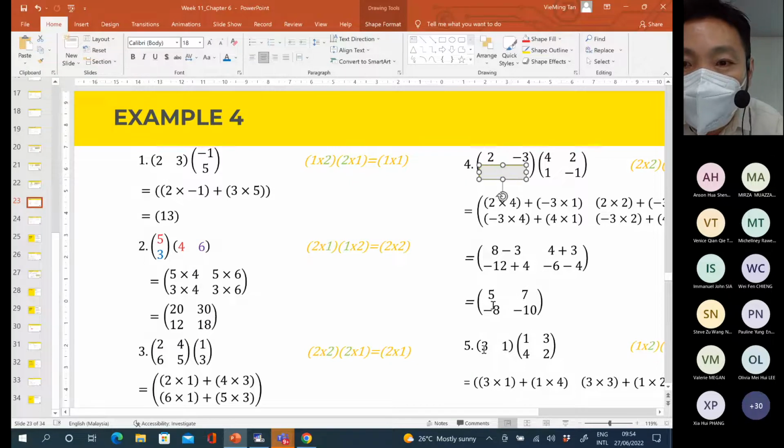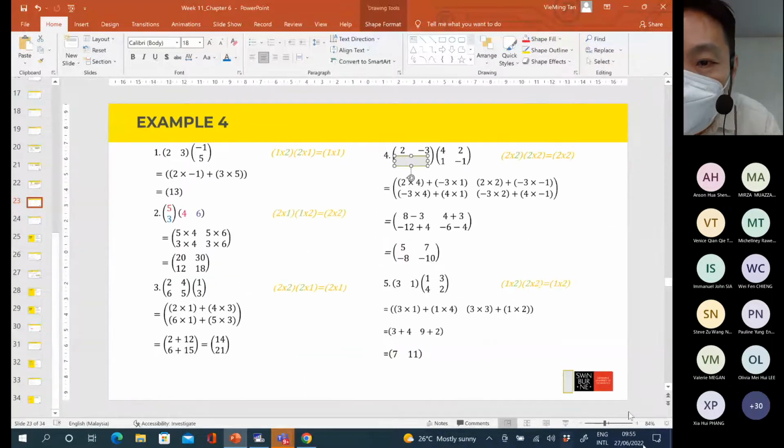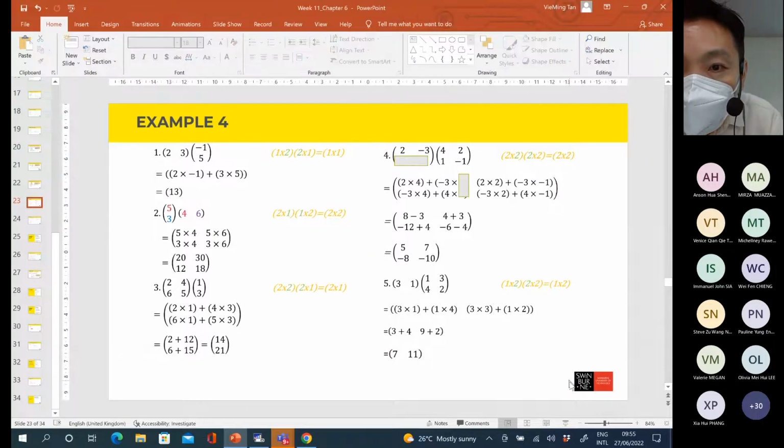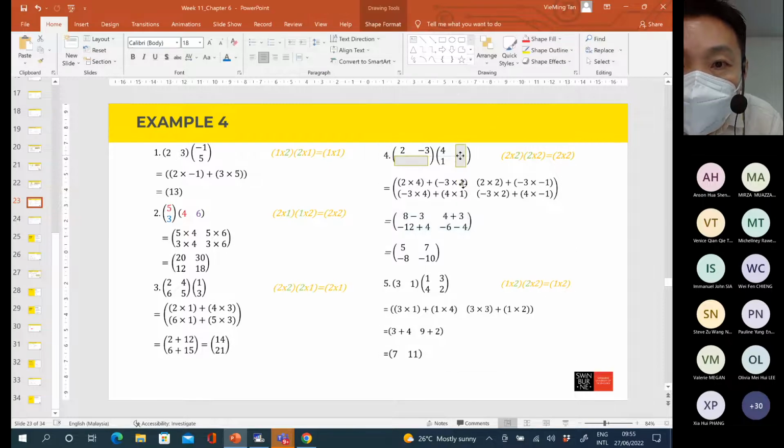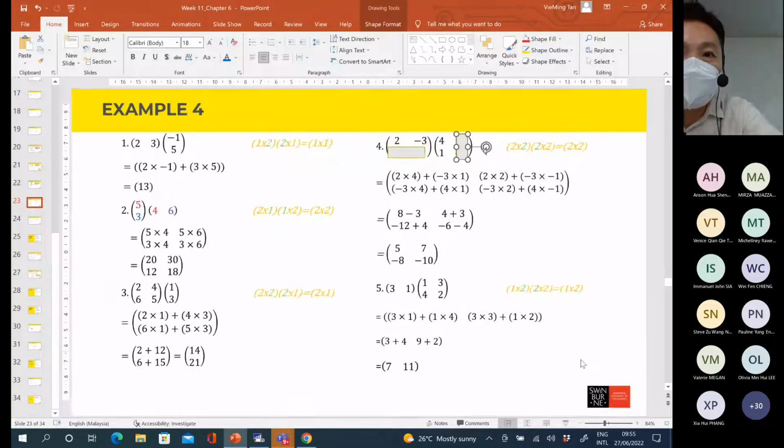In order to get this value, because we know that this value is at the location of first row, first column, we need the first row value for matrix A and also the first column value for matrix B. So I hide 2, 1. 2, 1 need to be hidden. If that's the case, I try to use this bar to hide. I hide this. Okay. Try to increase the size.